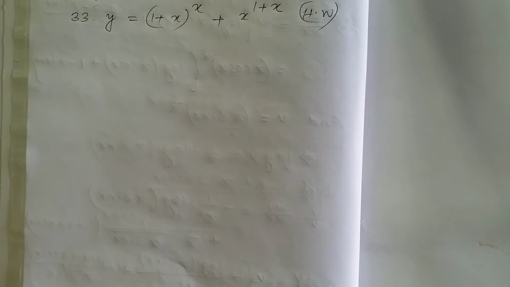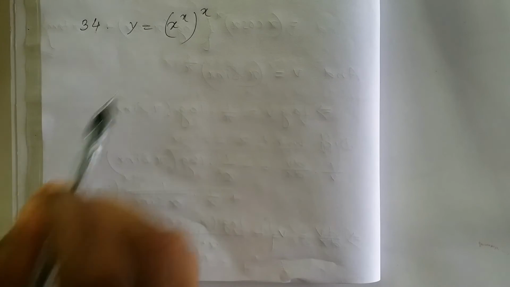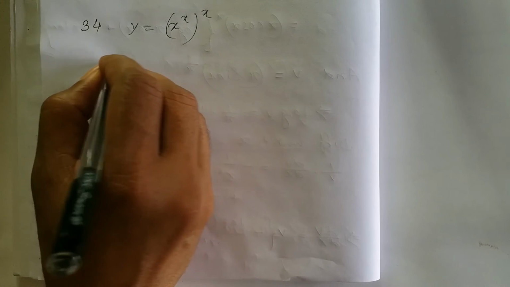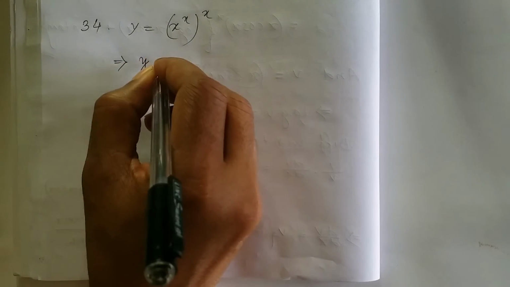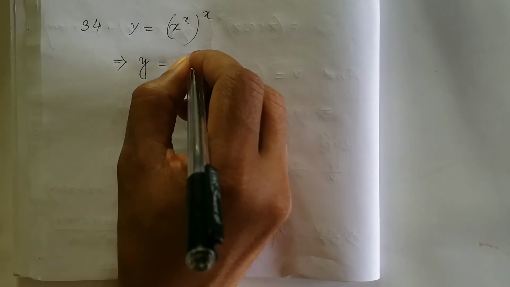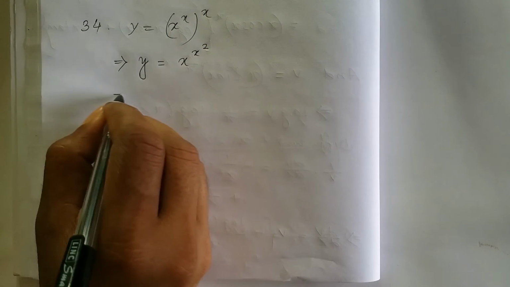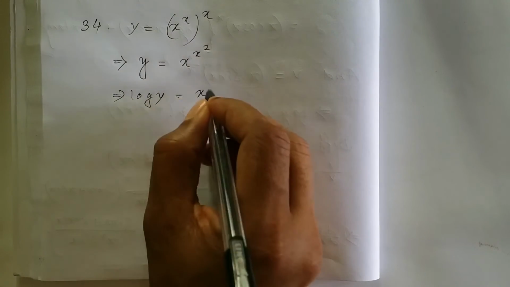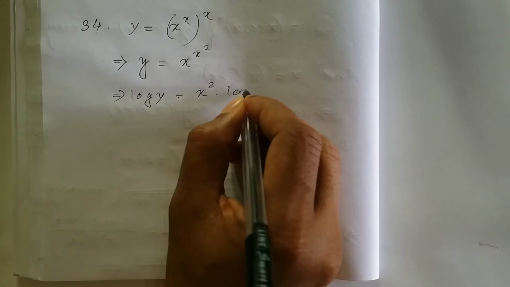We have almost reached the last portion of the chapter. You have the question: x to the power x whole to the power x. It is actually what? Note that we did one earlier, though this one has a little difference. It is actually x to the power x square. Then you take logarithm, so log of y is equal to x square will come in front of the function, x square into log x.